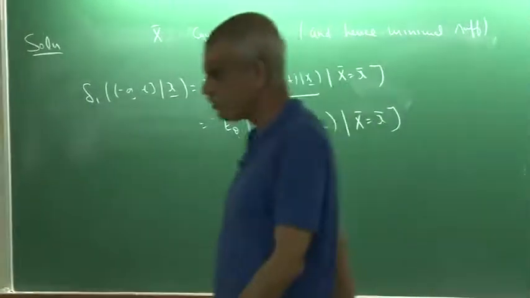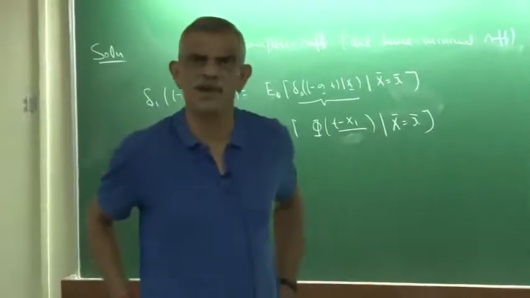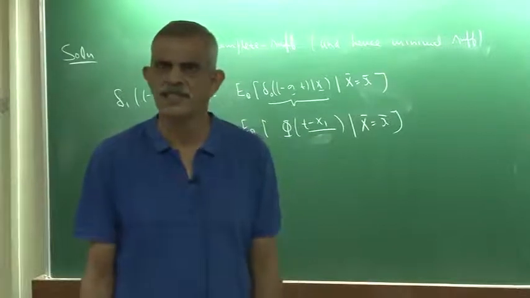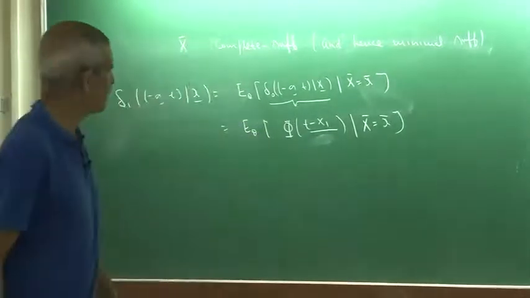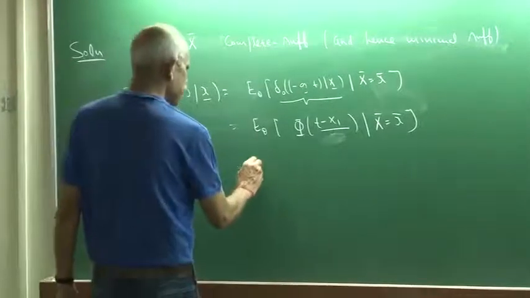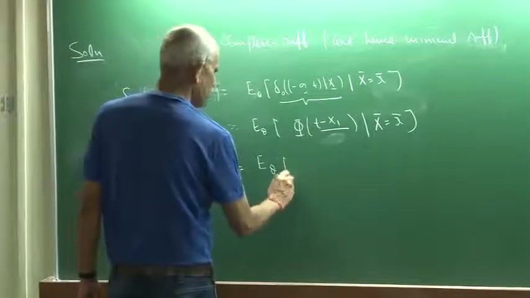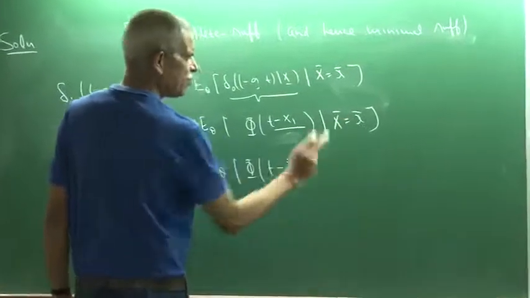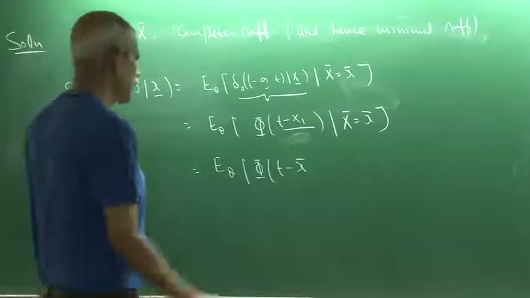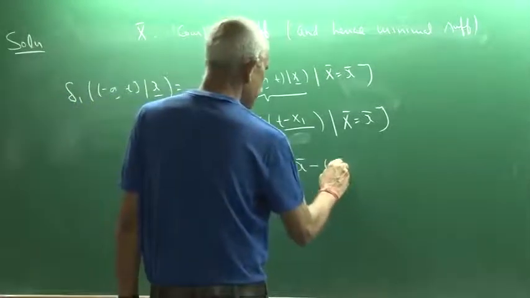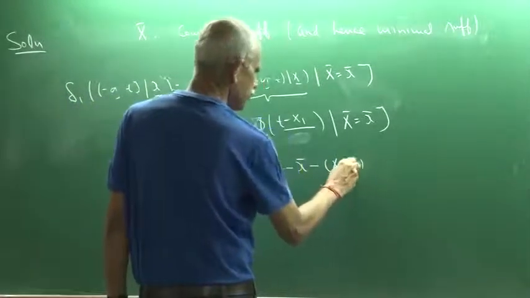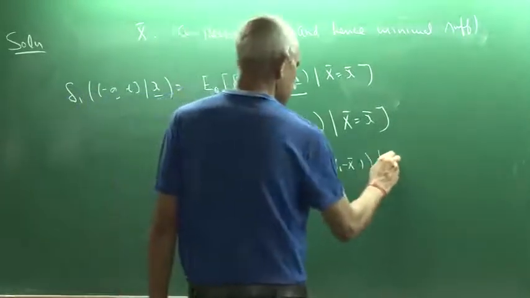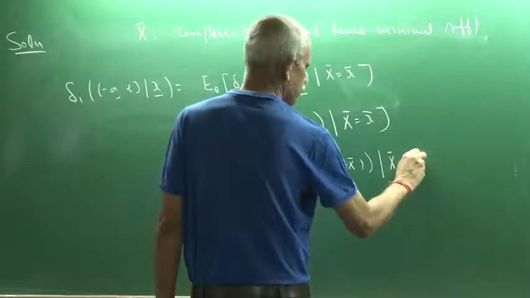Now, here I am talking about the conditional distribution of x1 given x bar. Of course, we know the conditional distribution of x1 given x bar. That's not an issue. I can make it slightly simpler. So I write this as expected value of phi of t minus x bar minus x1 minus x bar. Because x bar is given to be small x bar, so I subtract x bar, and then minus x1 minus x bar, so they get cancelled, given that x bar is equal to small x bar.